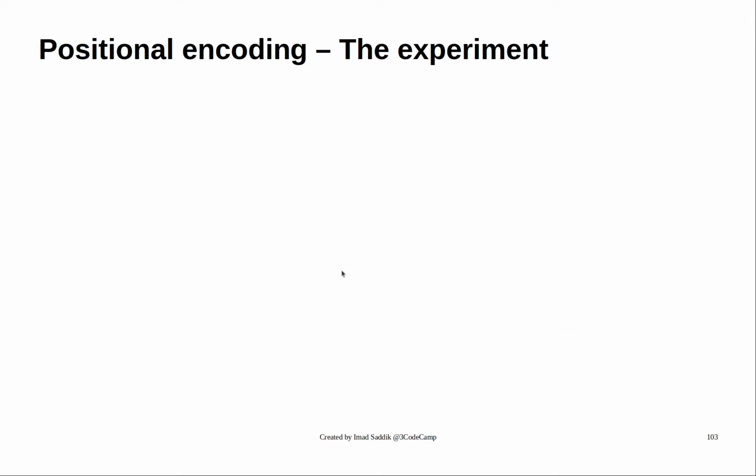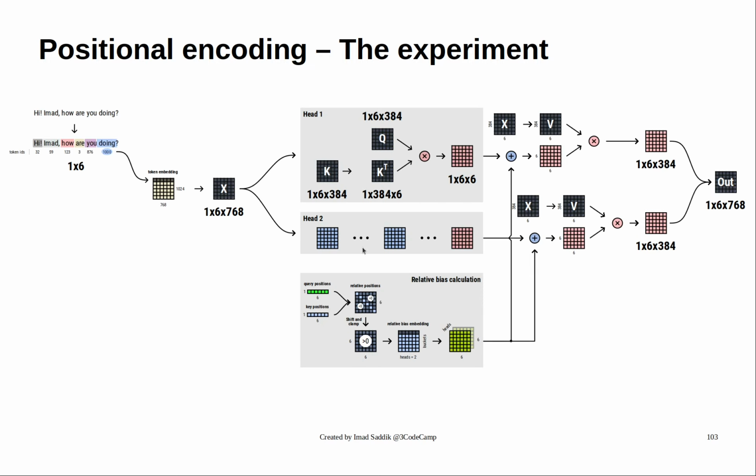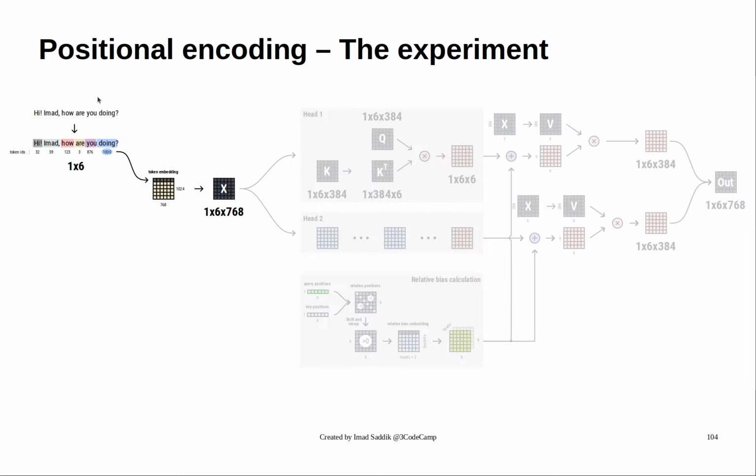Since this method is a little bit tricky to implement, I decided to make this diagram to help explain how the model uses this method. The diagram looks a little bit scary because it's big, but I'll try to make sure to explain each part individually so that you can understand the full picture. We start with a sentence. In this case, this sentence is, "Hi Imad, how are you doing?" We split it into individual tokens.